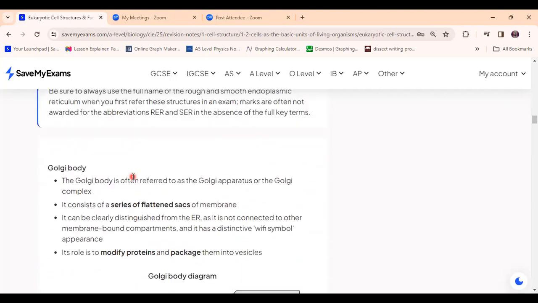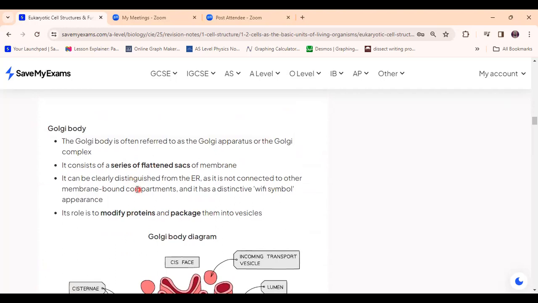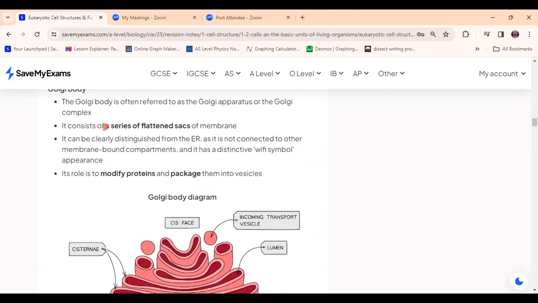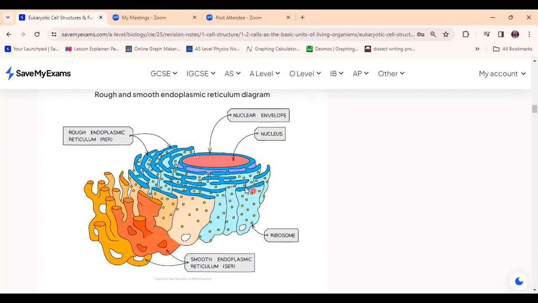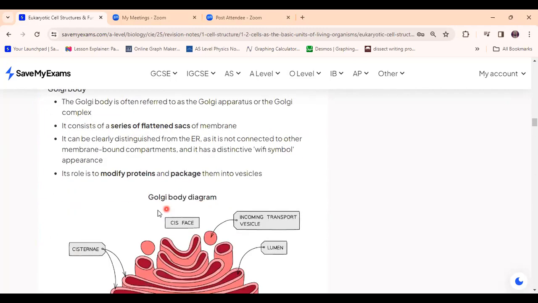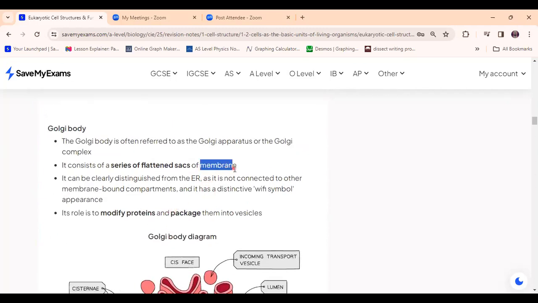Now moving on to the next structure, the Golgi body. The Golgi body is often referred to as the Golgi apparatus or the Golgi complex. It consists of a series of flattened sacs similar to those here. These are also flattened sacs, and of course it's membrane bound, and it can clearly be distinguished from the ER because they are not interconnected, whereas the endoplasmic reticulum is actually connected in close proximity to the nucleus.